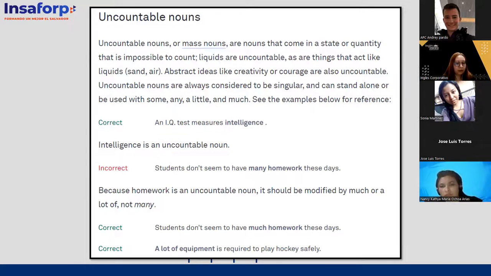O les puedo decir, I don't have any coffee. I don't have any coffee in my cup. No tengo nada de café en mi taza, right? O les puedo decir si tengo poquito o si tengo mucho.